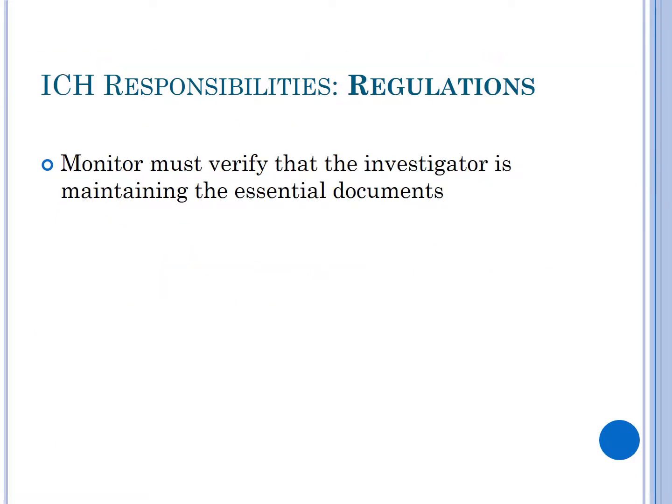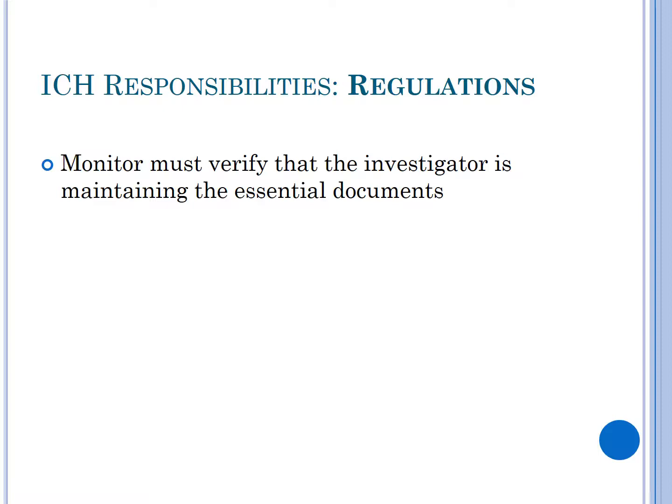A few more things about the regulations and the monitor's responsibilities. The monitor must also verify the investigator is maintaining the essential documents. And just as a little primer, the essential documents are everything that is created as part of the study. So that starts with the study contract, all the negotiations for that, the investigator's brochure, the informed consent, all of the IRB correspondence, all the IRB approvals, the annual reports to the IRBs. The list goes on and on and on. ICH actually has in their glossary a definition of what essential documents are.